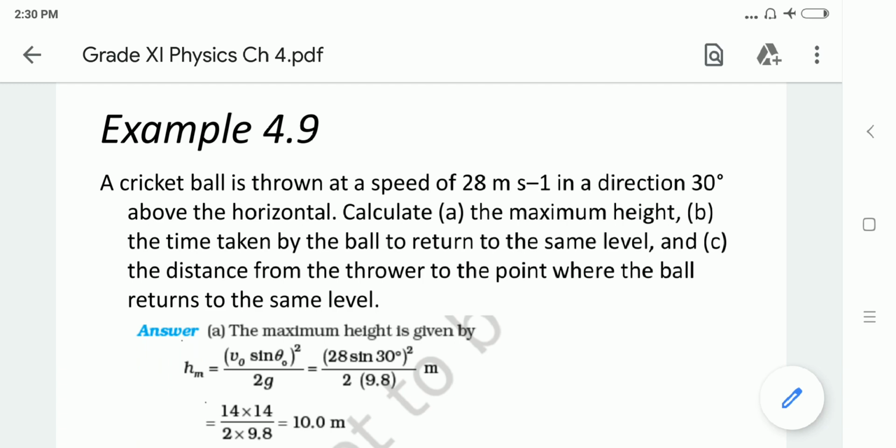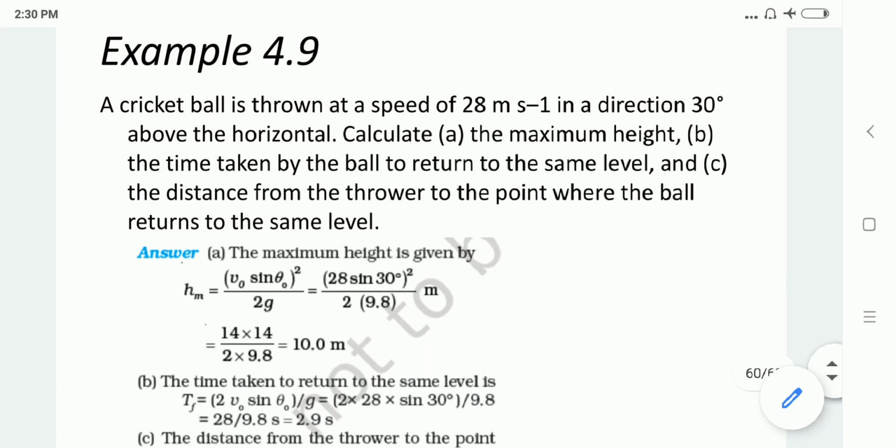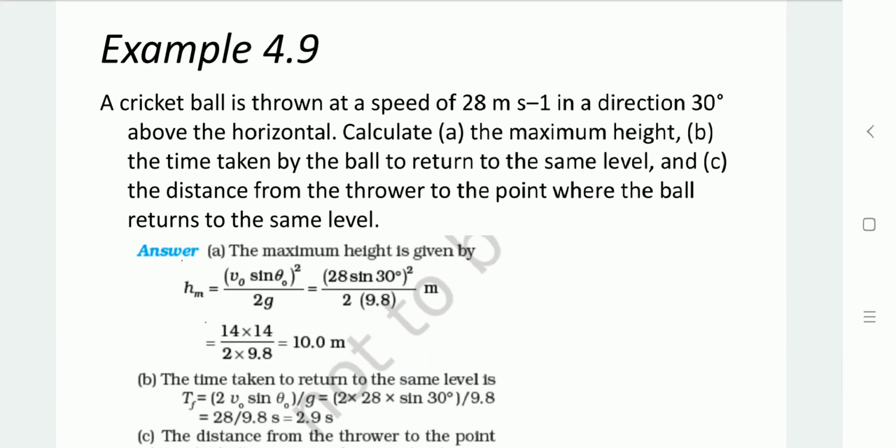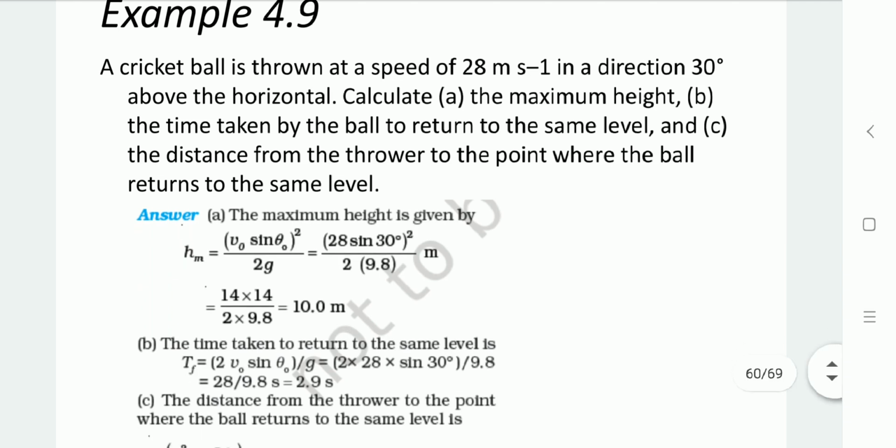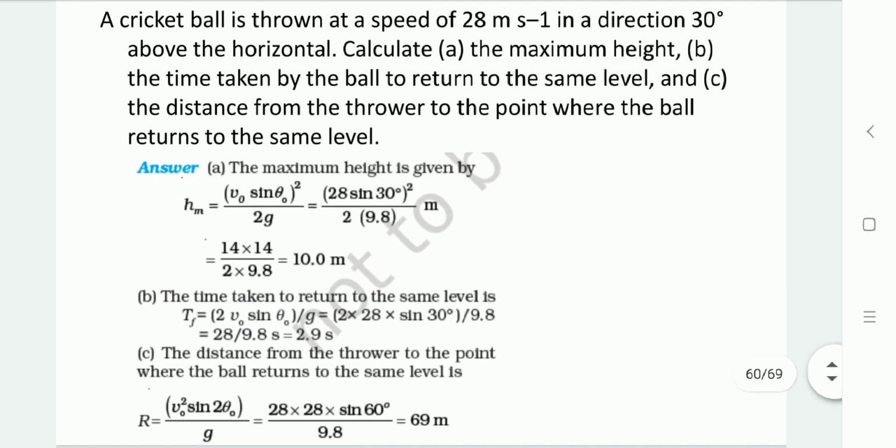So we have all the equations. For the maximum height, we have v0 sin theta0 whole square divided by 2g. Initial speed is given as 28 meters per second, angle theta is given as 30 degrees, and g is 9.8 meter per second square. By substituting all the values and solving, we get a maximum height of 10 meters.